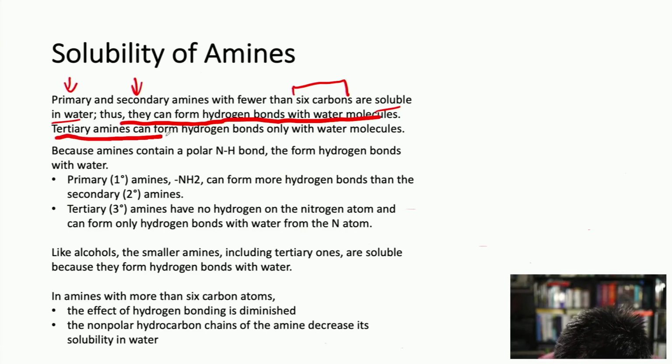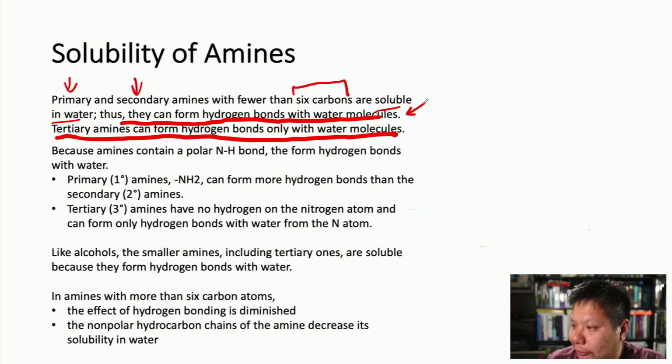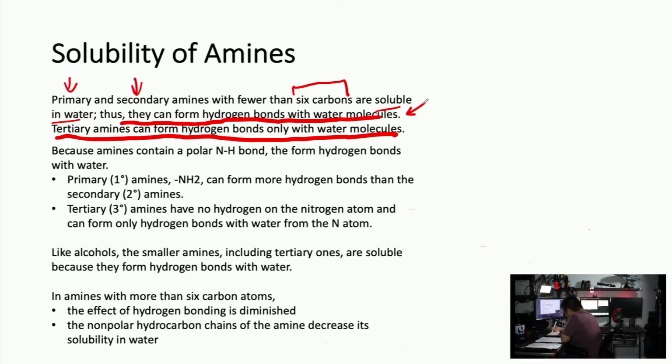Tertiary amines, on the other hand, can form hydrogen bonds only with water molecules. So, what's the difference there? I had to read it a second time myself because I'm the one that typed this. Anyway, primary and secondary amines can form hydrogen bonds with water molecules, but also with other electronegative things. But tertiary amines can only form hydrogen bonds with water molecules.